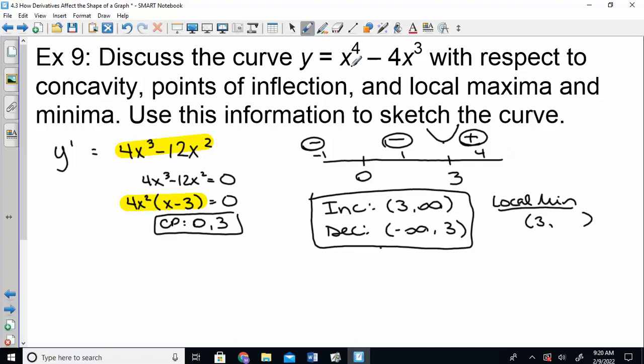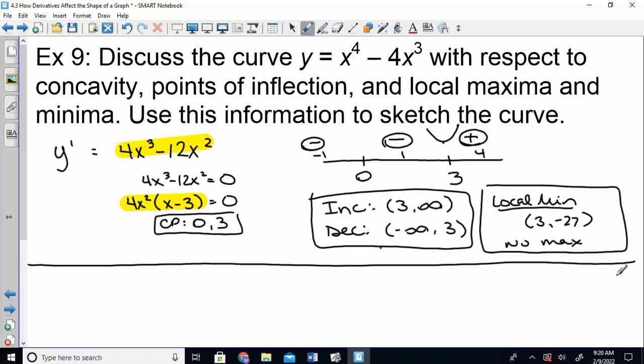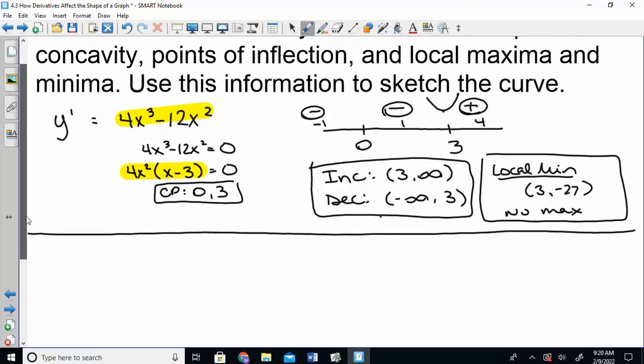So to get the y value, where do I need to plug the 3 in? The original. So 3 to the 4th is 81 minus 108, so -27. So this one has no max. Okay, so that's all the stuff from yesterday.